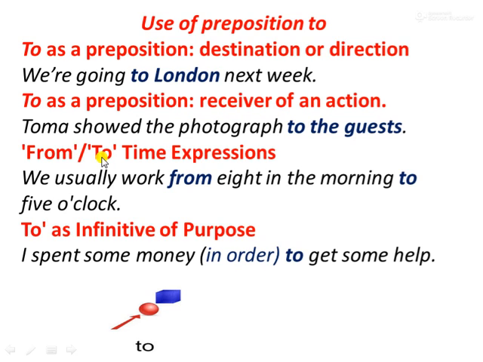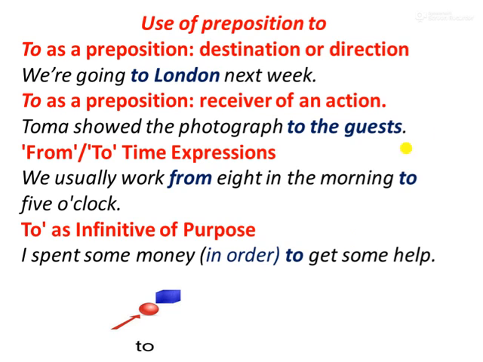From dot dot to. Okay, so this coordinating situation expresses time expression. For example, we usually work from 8 in the morning to 5 o'clock. So this is mentioning a range of work, a range of time framework.